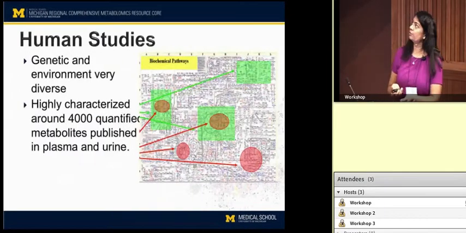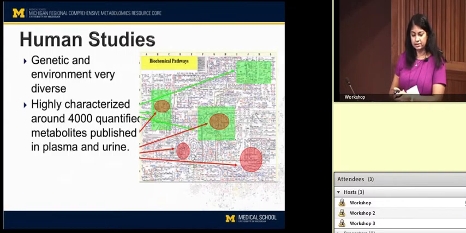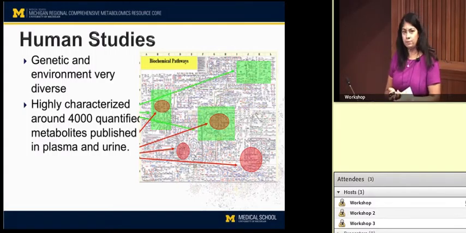Human studies, of course, the genetic background and the environmental background is extremely diverse. This accounts for many of the changes. The biological variability in individual samples is going to be high, but adequately powered studies will give you great answers. Also, the good thing about this is nearly 4,000 metabolites have been quantified and published in human plasma and human urine, with quantified ranges available. Therefore, this is highly studied, and therefore things can be referenced back to normal values.